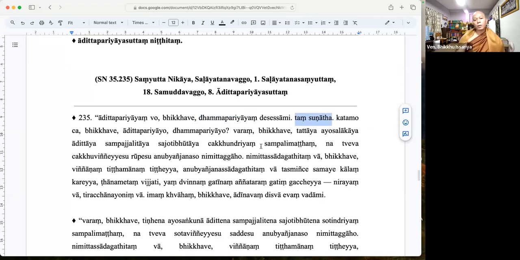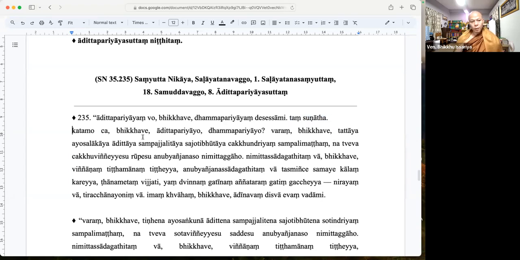Now that line with tam sunatha. Actually in this order, the line is not so difficult. You see, Adittapariyayam dhammapariyayam desissami: dhammapariyayam is the object of the verb desissami, and adittapariyayam is modifying dhammapariyayam. Vo is actually the accusative case, the same as tumhakam or tumhe, actually tumhakam with the dative. Tam sunatha: listen to this Dhamma talk.